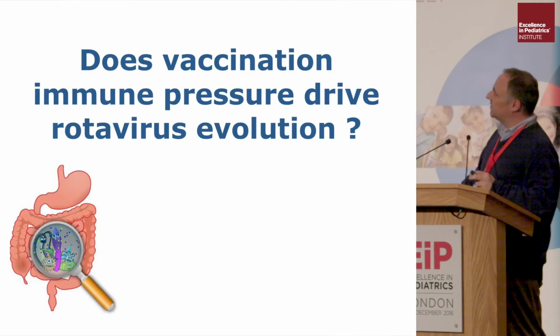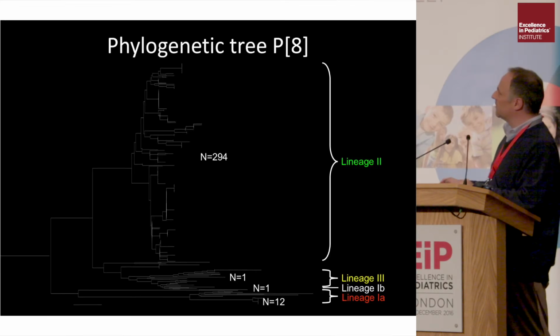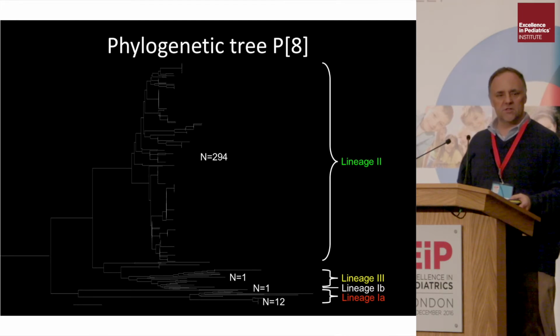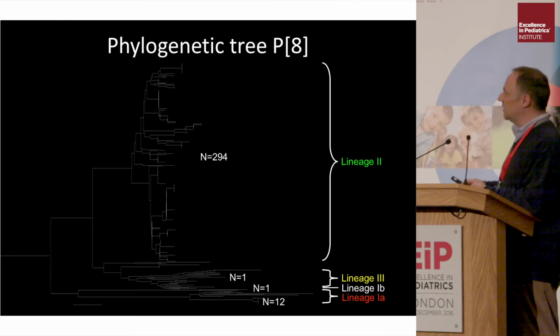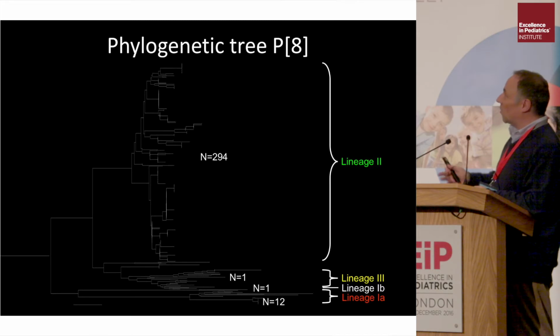I would like to end with, does vaccination immune pressure drive rotavirus evolution? There is some evidence for that. When you look at, and that's what we do in the research lab, we make phylogenetic trees with viruses. When you look at the phylogenetic trees based on the complete genomes, or here on the P moieties of the virus, you can see that most of the current strains are in fact lineage 2. However, the vaccines have lineage 3 in ROTATEQ and a lineage 1 virus in ROTARIX.